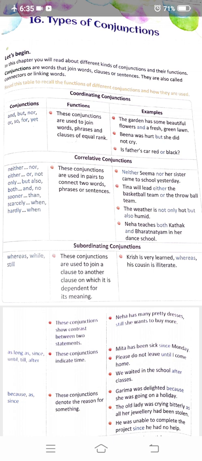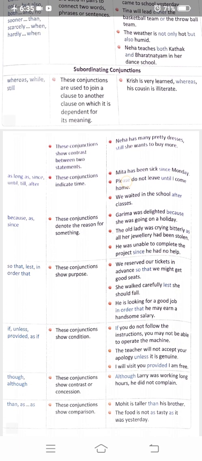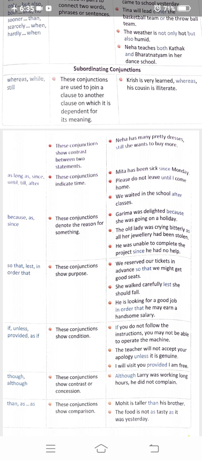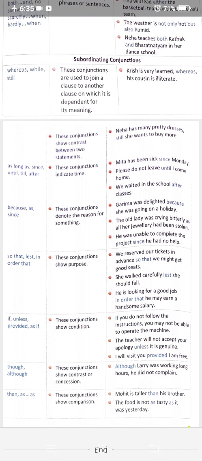The next, we have the conjunctions as long as, since, until, till, and after. Students, these conjunctions indicate time. How? Mita has been sick since Monday. Now we are trying to indicate the time, so for that we can use as long as, since, until, till, after. The next example is, please do not leave until I come home. We waited in the school after classes.